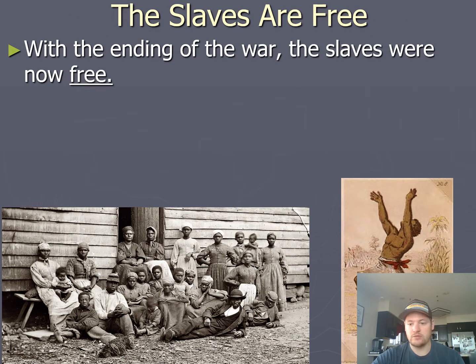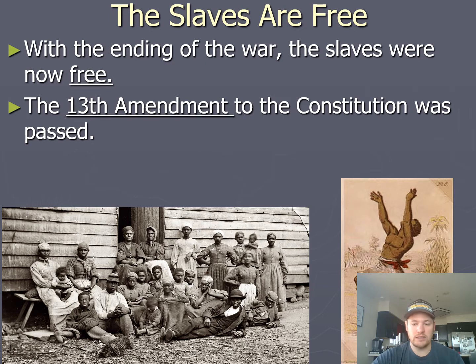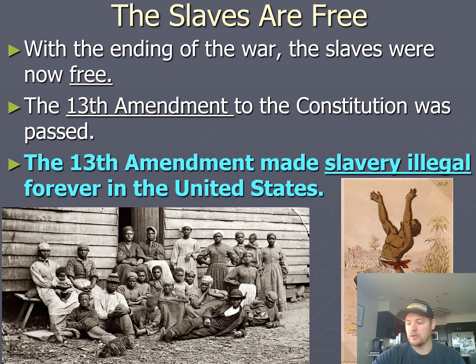So as we should know from last week in the Emancipation Proclamation, the slaves are free. During the Reconstruction, we're going to talk about three new amendments. The 13th Amendment says that slavery is illegal forever in the United States. So with the new 13th Amendment, we have freedom for all slaves. Slavery is illegal from here on out.